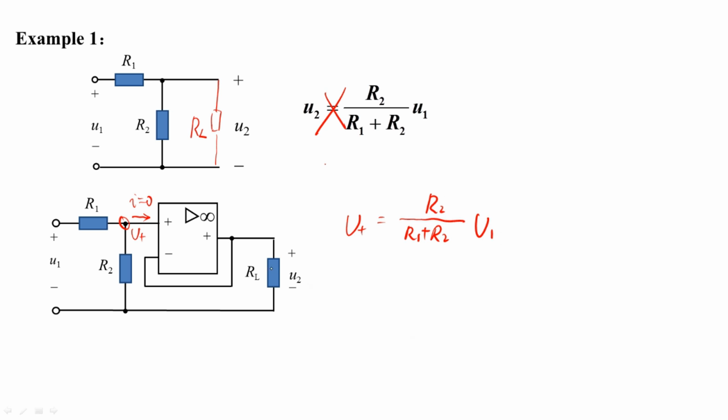Based on the virtual short property, U2 equals U minus equals U plus. So U2 equals U minus equals U plus and always equals R2 over R1 plus R2 times U1. The change of the load has no effect on the output. That's a voltage follower's function. It's often used to separate two parts of the circuits.